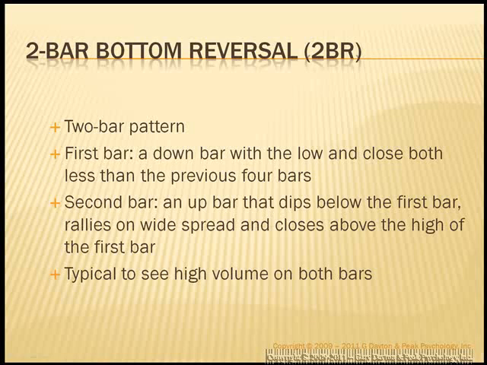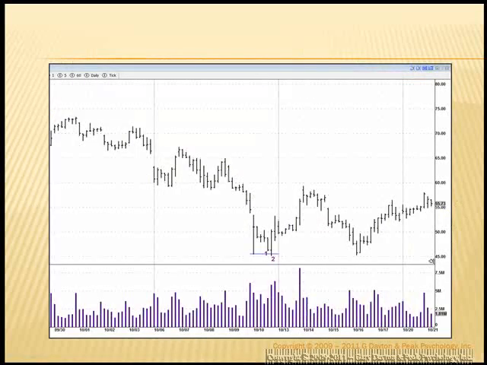So in other words, we have some sort of a down move. We have bar number 1 closing pretty much on its lows. Bar number 2 dips underneath of it and closes back up like this. Very strong pattern in the right location. And we're most likely going to see high volume. And that's that swelling of volume that occurs at the end of a trend. So let's take a look at this.